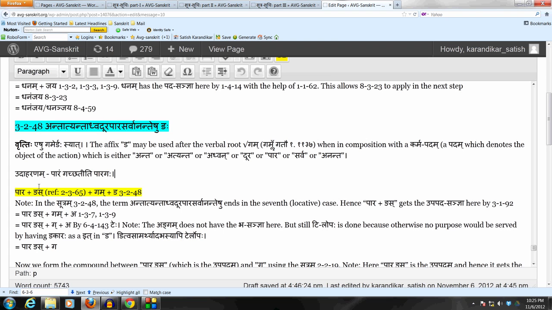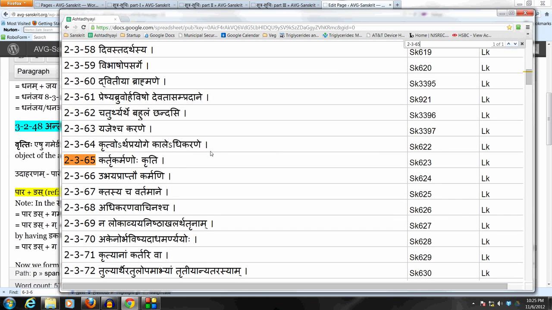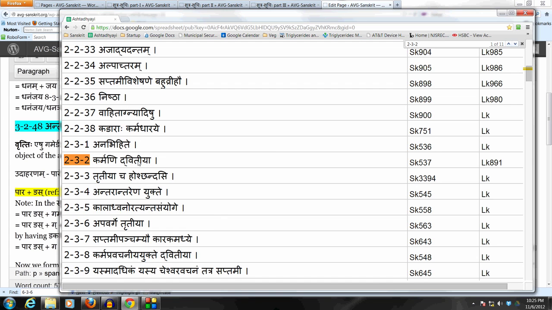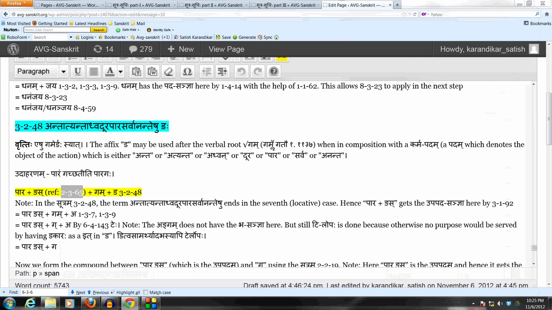Okay, so the derivation is straightforward. We use par plus nyas. As usual, we use the shashti vibhakti because of kartakarmanoho kriti. So par is the karma padam, but instead of taking the dvitiya vibhakti by karmani dvitiya, it takes a shashti vibhakti by kartakarmanoho kriti, 2365, which we have seen before. Since the connection is with the kridantam gam plus da, that is what brings in the shashti vibhakti. Okay, so we got par nyas gam da.